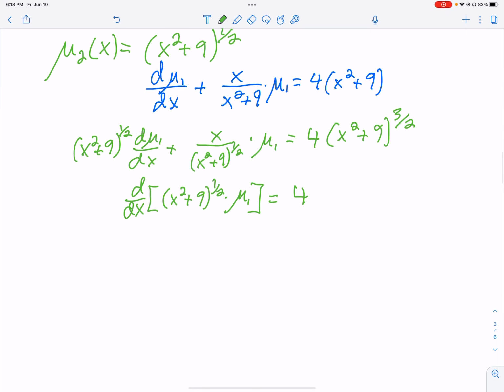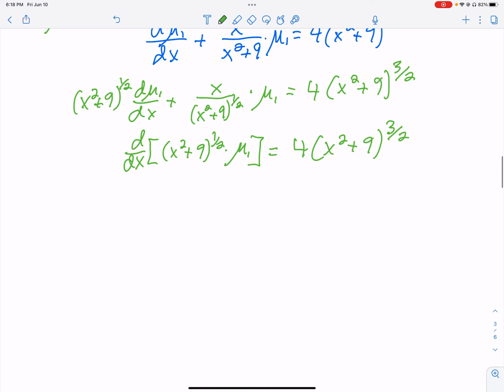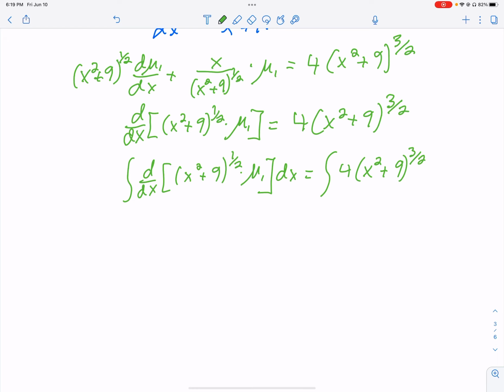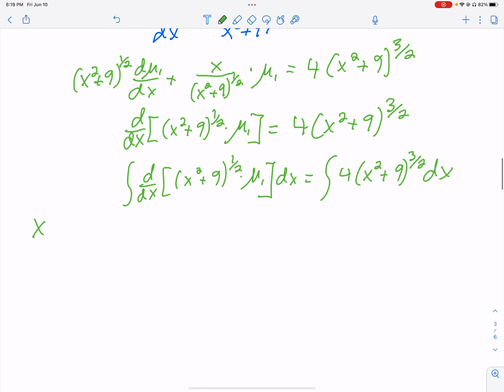And then the right side, I didn't change anything. All I did was change the left side, manipulate. I didn't even do anything else. Okay, I have that. I know it's that. So now I can take the integral of both sides. So let's write that out. So much rewriting. Yay. Integrating factor times mu1 dx equals the integral of 4 times x squared plus 9 to the 3/2 dx. All right. The left side's nice and easy. We just get the integrating factor times mu1. The right-hand side, though, we have an integral we have to take care of.